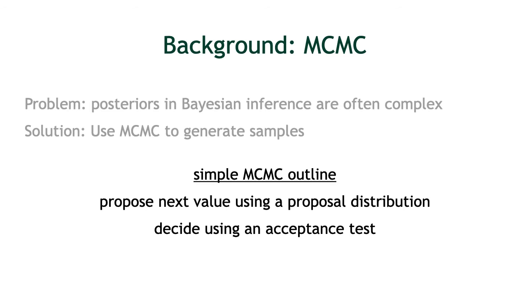And here's a very simple MCMC algorithm. We are sitting at some point in space. We have a proposal distribution that we use to propose the next value for the chain. And then we have an acceptance test we use to decide whether we should move to the proposed value or stay put. And with some assumptions, we have guarantees that asymptotically we'll end up with samples from the correct distribution.